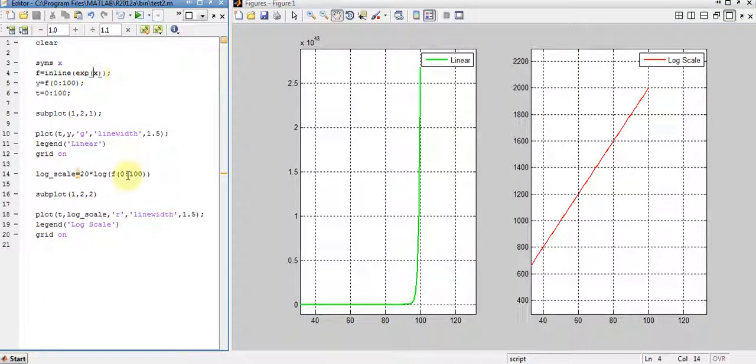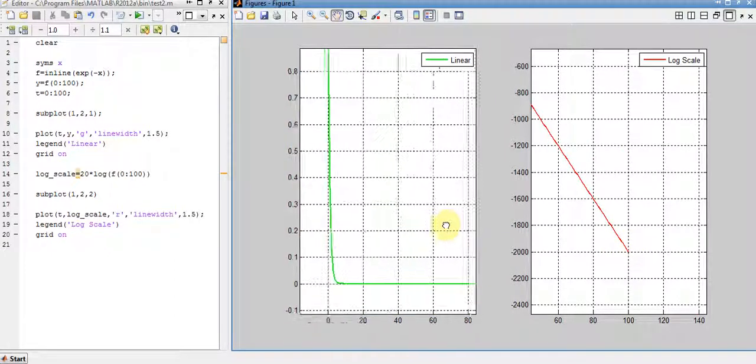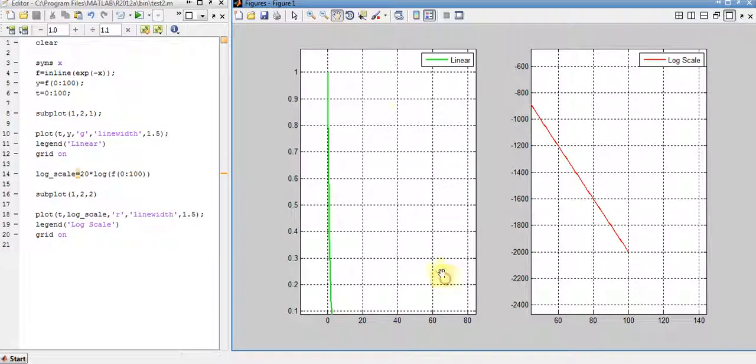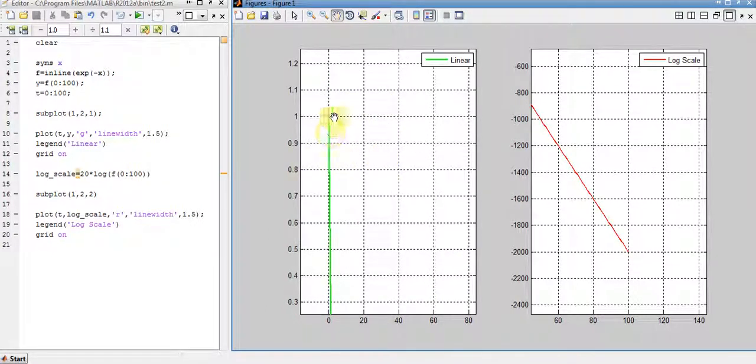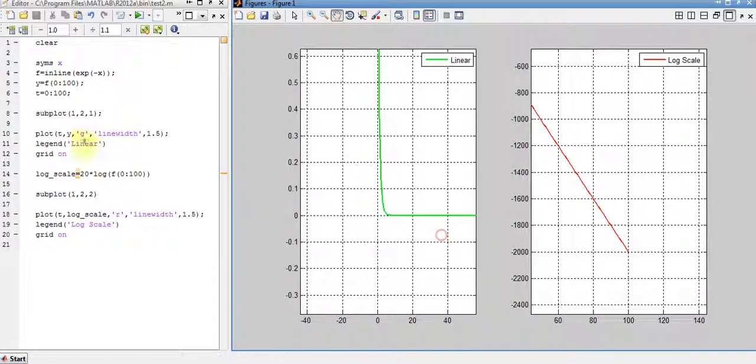If I use a decaying exponential, the same thing is gonna happen: I'm just decaying, starting from 1. Here it's just approaching 0, but in our logarithmic scale, it's going to negative 2100. Yes, and over here, we can analyze that at 100 we are at 0, and at this point 1. Okay, so here the linear graph is a good tool to approximate decaying functions.